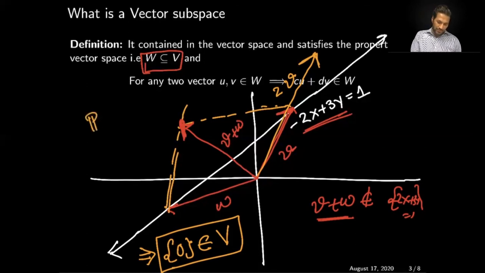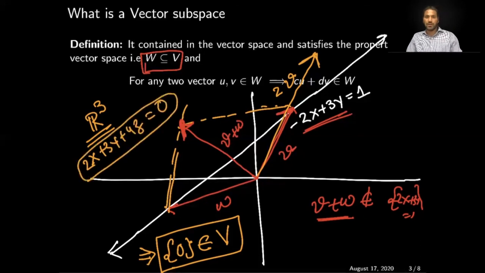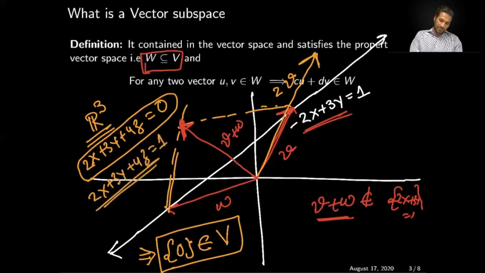Similarly, you can check R3 to see which sets are vector subspaces. All the planes, for example 2x plus 3y plus 4z is equal to 0, that pass through the origin are going to be vector subspaces of R3. But if you take a plane which does not pass through the origin, let's suppose 2x plus 3y plus 4z is equal to 1, this plane is not a vector subspace, but the other one is.